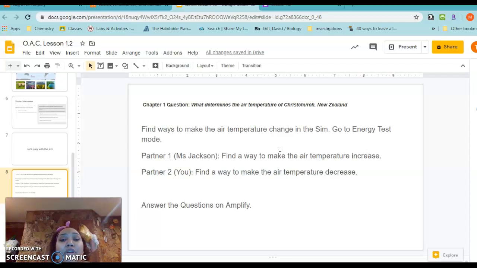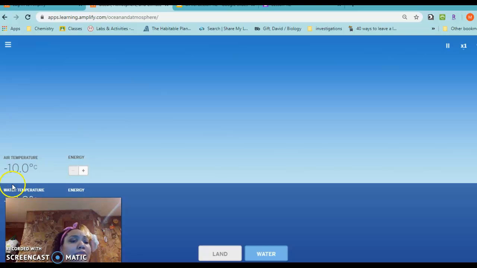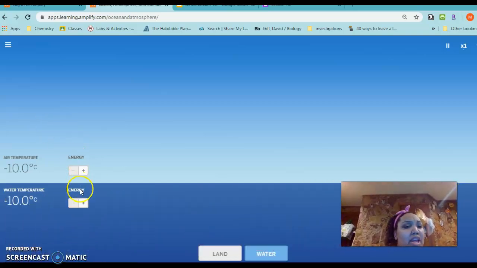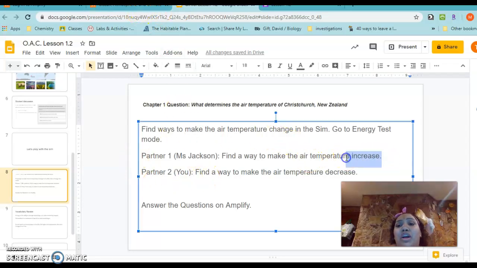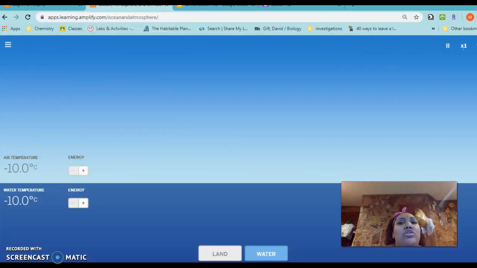So Miss Jackson's going to be partner 1, and I'm going to find a way to make the air temperature increase. And then you guys are going to play with it, and you're going to find the way to make the air temperature decrease. So let me go back to the simulation. If I'm looking, my water temperature is -10 degrees and my air temperature is -10 degrees. And I want to look at what happens when I add energy, because if I'm looking at the plus or minus, I'm noticing that this is how I'm going to be adding or removing energy from the system. And remember that Miss Jackson wants to make it increase. So I'm here trying to make it increase. So maybe I'll add some energy.